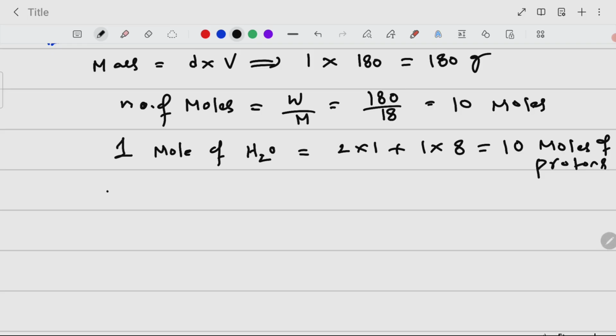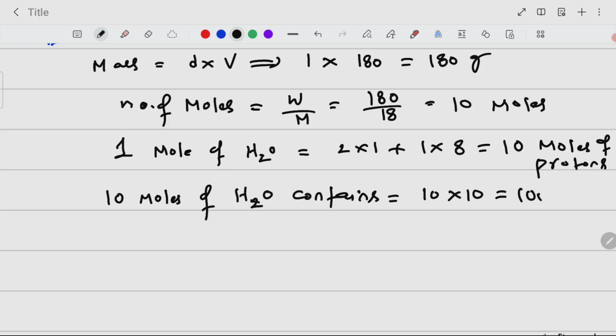Hence, 10 moles of H2O, each having 10 moles of protons. So 10 into 10, here it is 100 moles of protons.